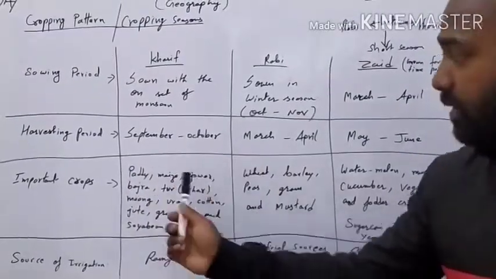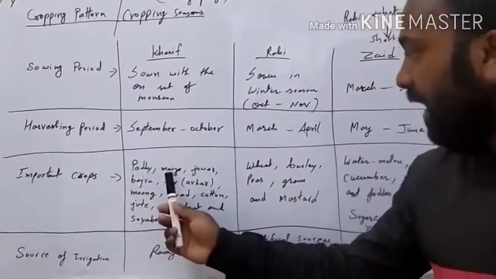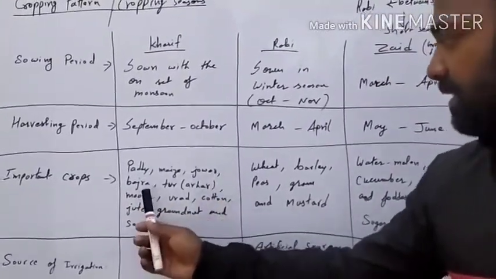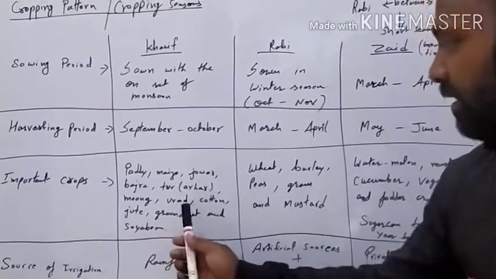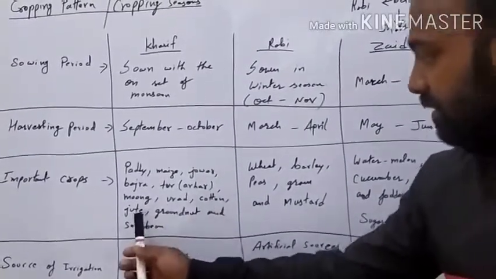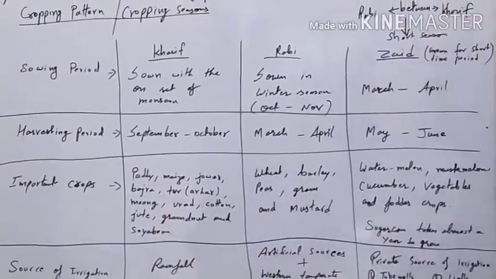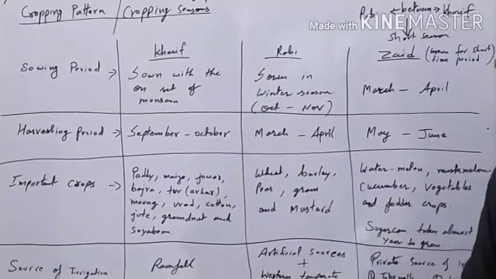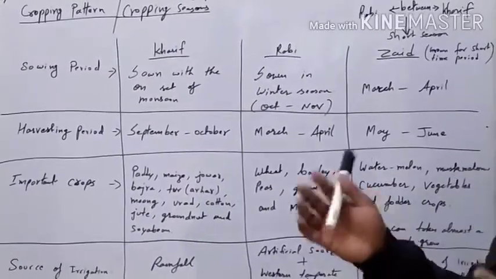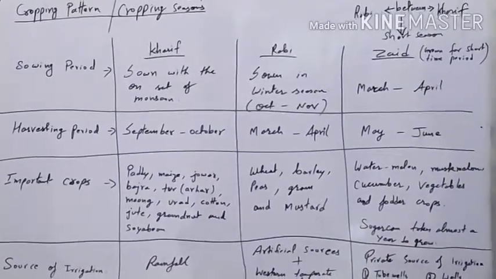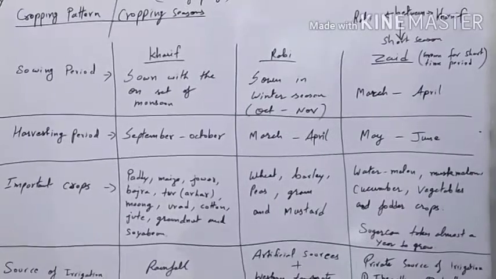The important crops which are grown in this season are paddy, maize, jowar, bajra, tur, which is also called arhar, moong, urd, cotton, jute, groundnut, and soybean. So these are the crops which are grown in the Kharif season. And the source of irrigation required to grow in this season is the rainfall. They mostly depend upon the rainfall for irrigation.